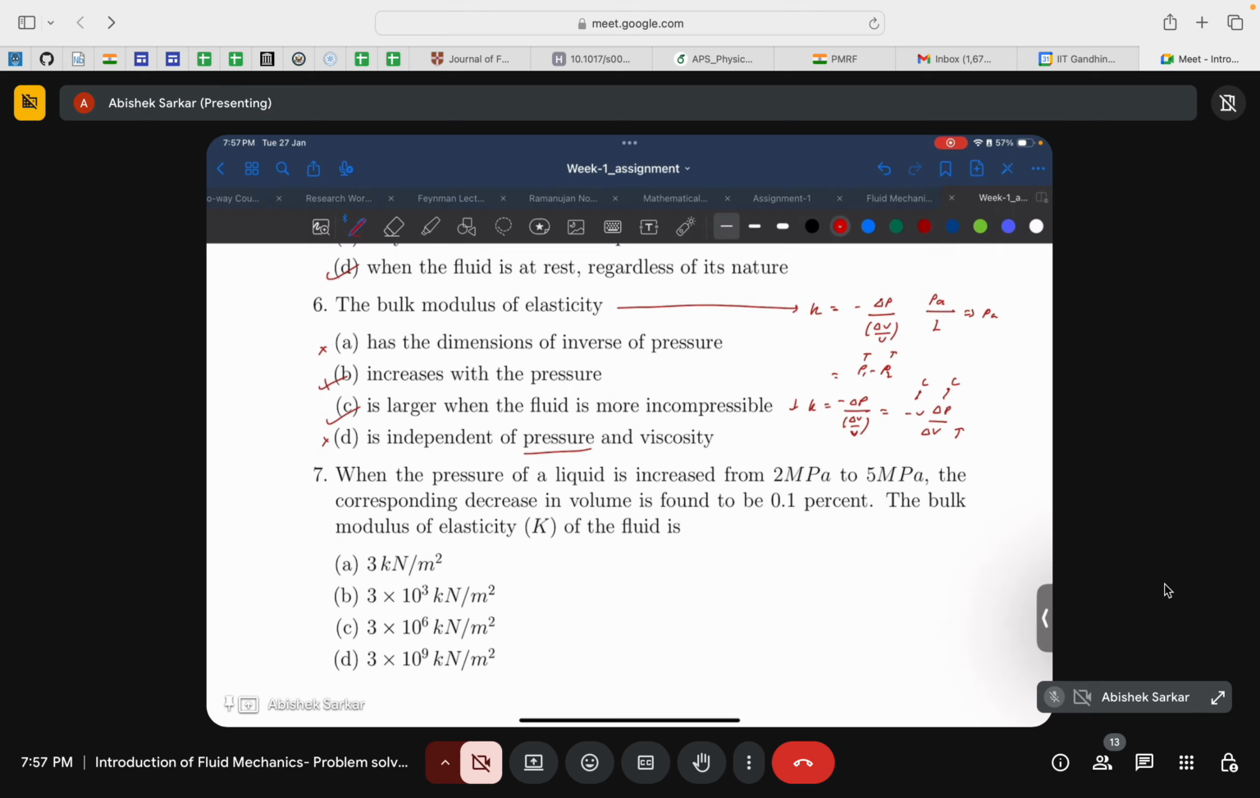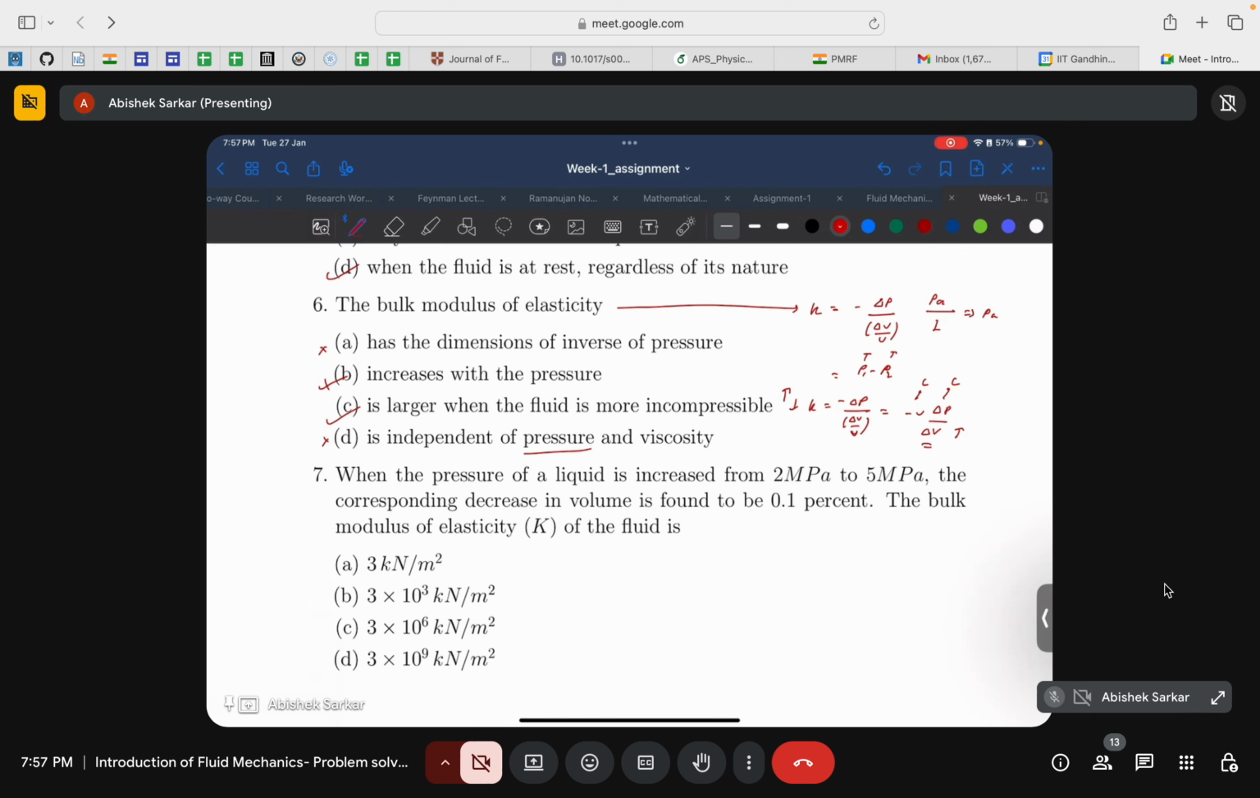But if delta V is very, very small, like even though we change the pressure, the fluid is not compressing at all, the change in volume is very, very less, then the denominator is small, so the numerator will go up, correct? I hope you are getting it. So that's why option C is correct, because K will be larger if the fluid is more incompressible.